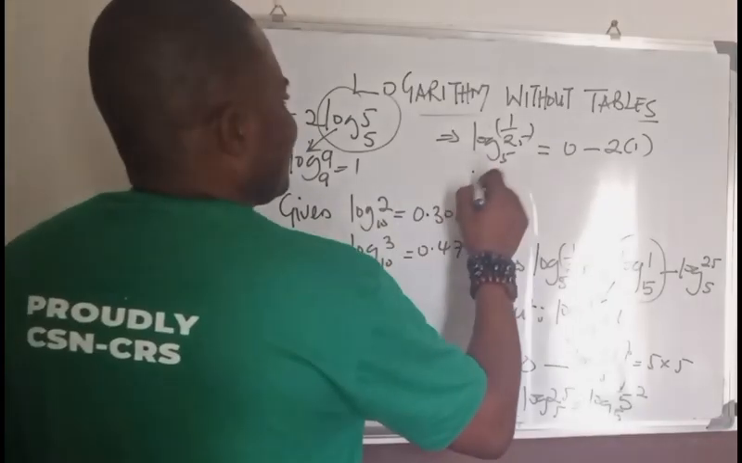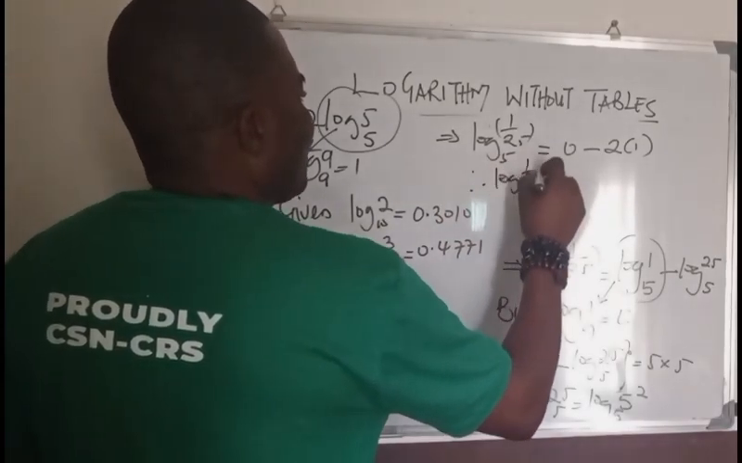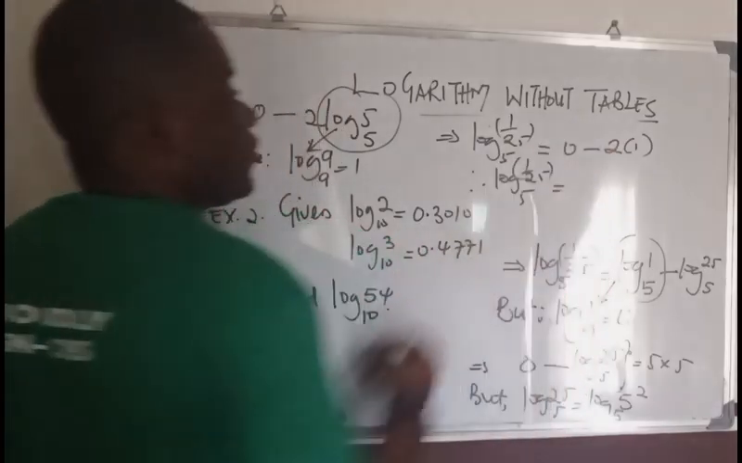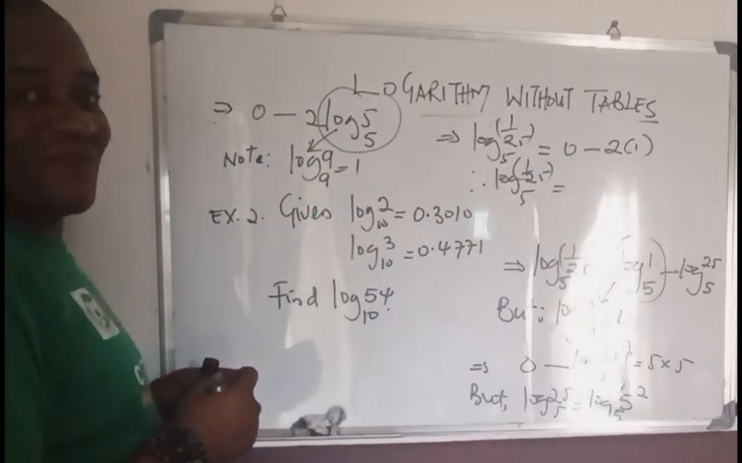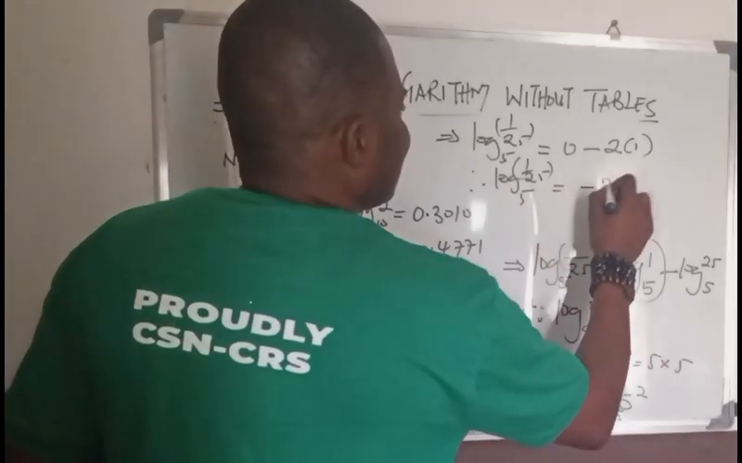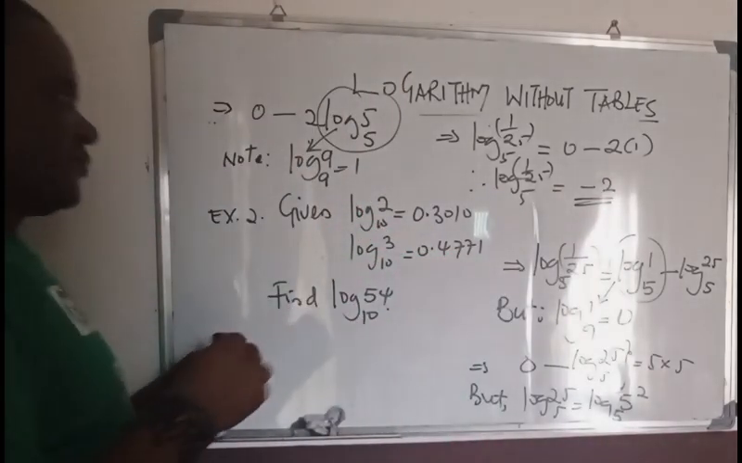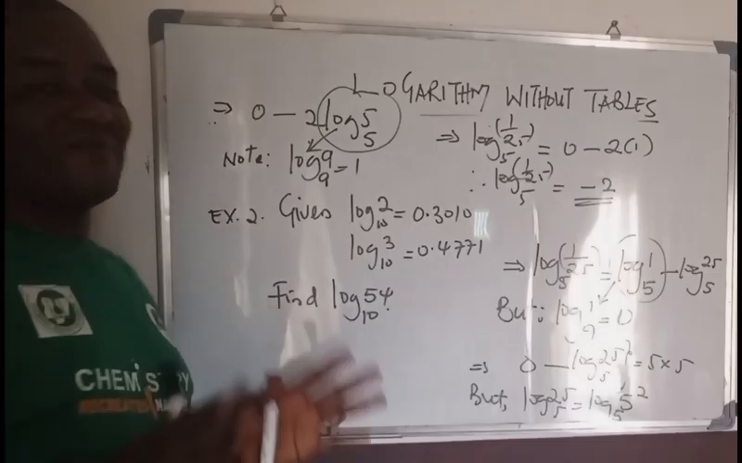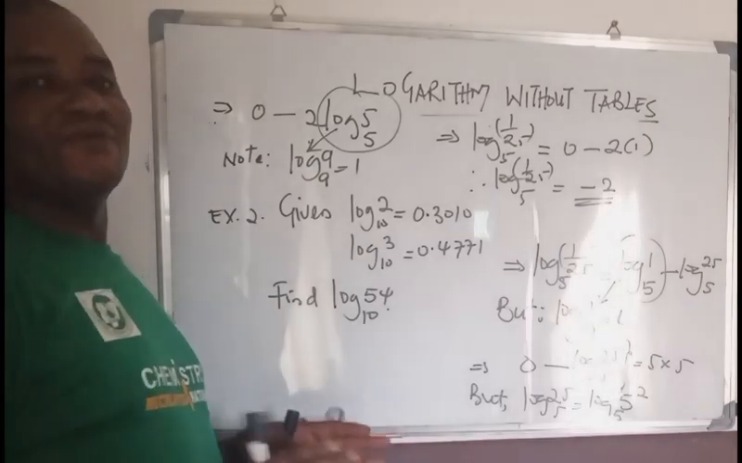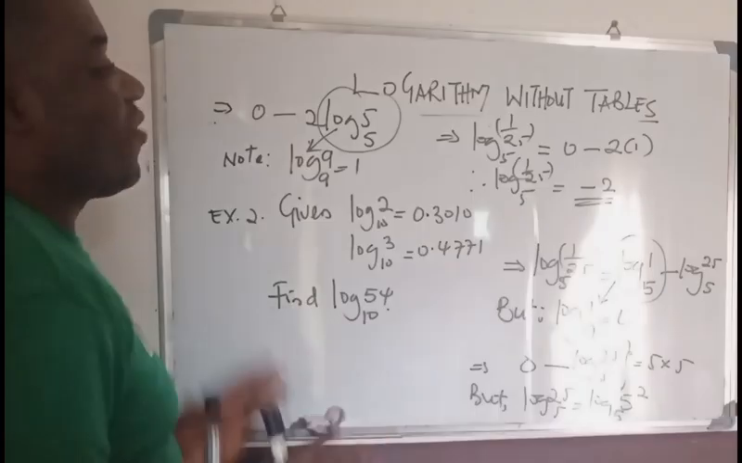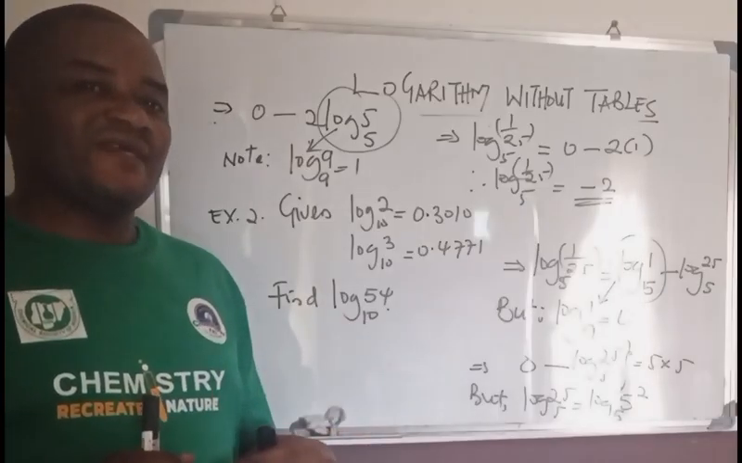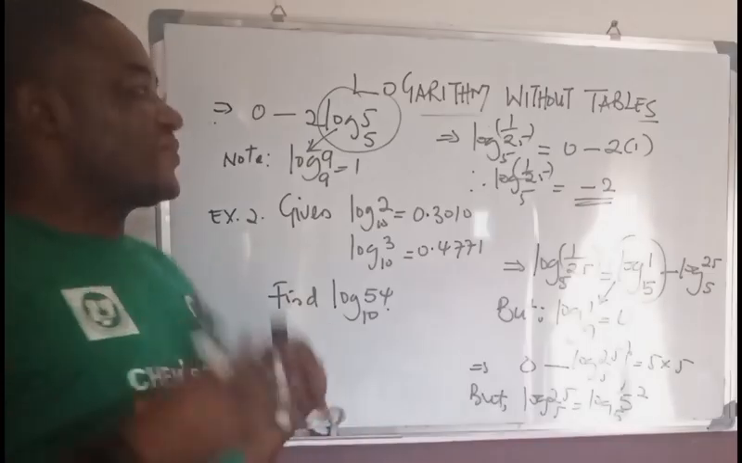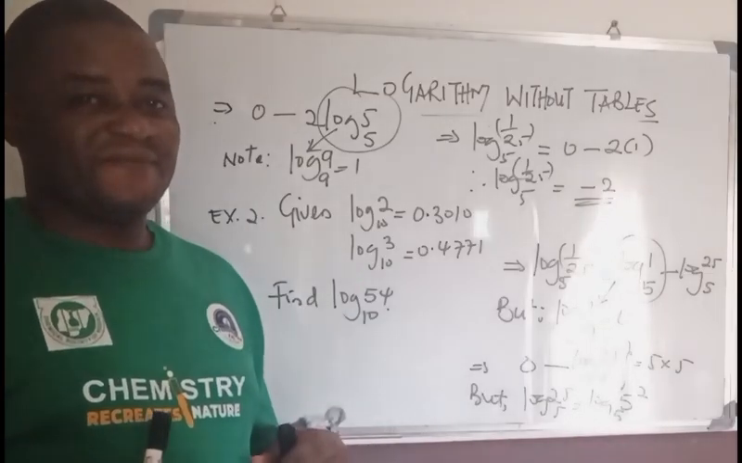Therefore, the log of 1 over 25 base 5 is equal to what? 0 minus what? Minus 2. And that is what? Minus 2. So it means that the answer is minus 2. It's as simple as that. We do not need to use a calculator, neither do we need to use a 4-figure table. It's just to understand the basic laws of logarithm and then liken them to the initial equations and use them to solve your logarithm problems.